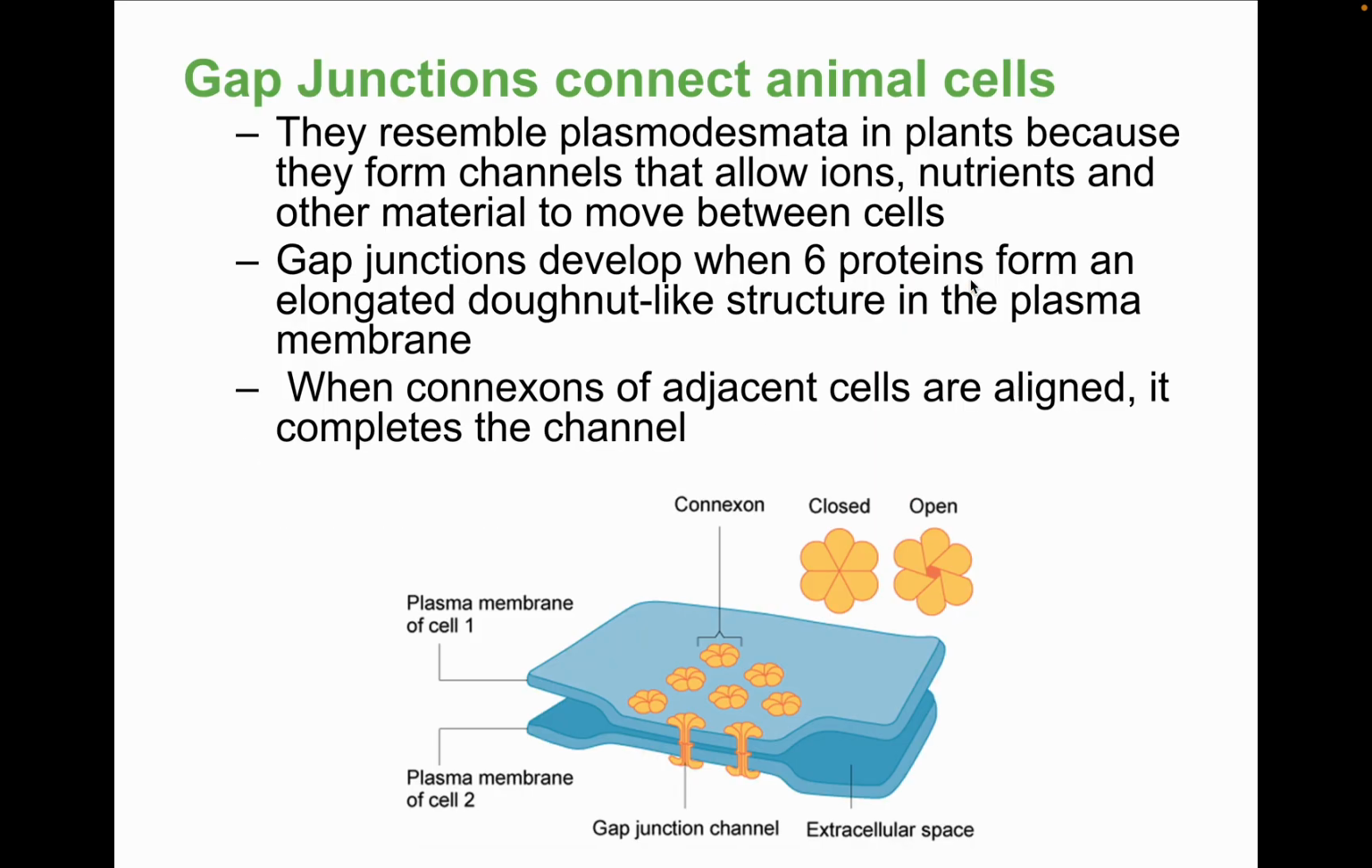Last but not least, we're going to talk about gap junctions. They resemble the plasmodesmata in plants because they also form channels, and they allow signals, atoms and ions to be moved between cells. They develop when 6 proteins form a donut or flower-shaped structure in the plasma membrane, as seen here. When these little flowers from 2 different cells line up, it completes the channel. As you can see here, this is the membrane of one cell, this is the membrane of the other cell, and when the flowers line up, the channels let you communicate between these 2 cells.